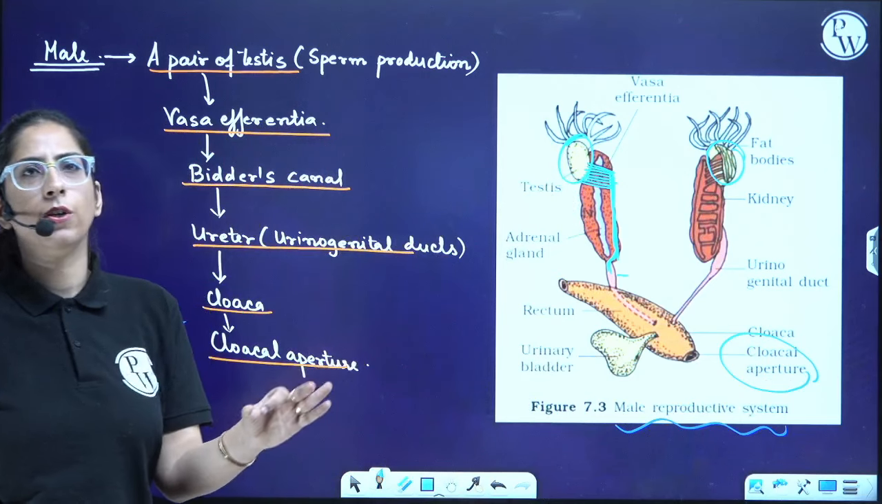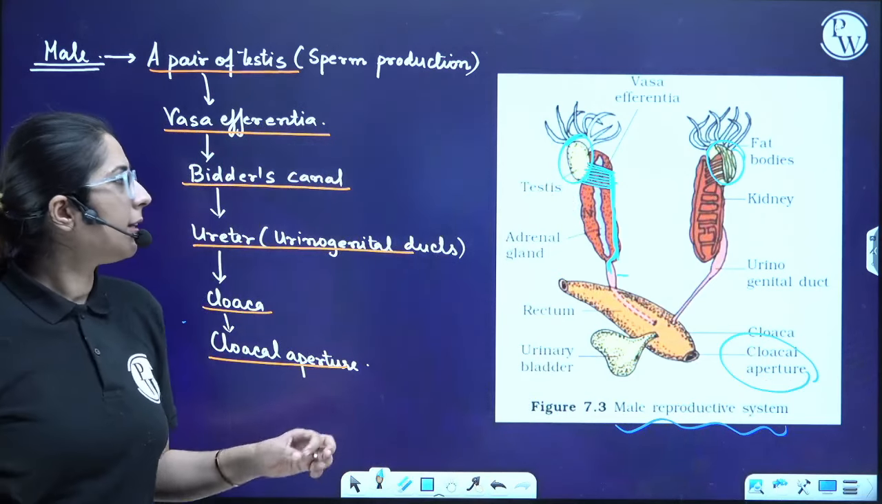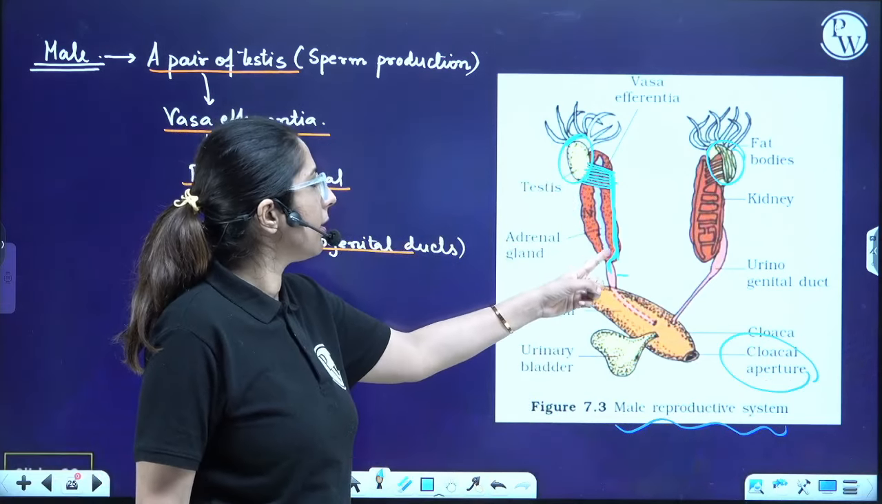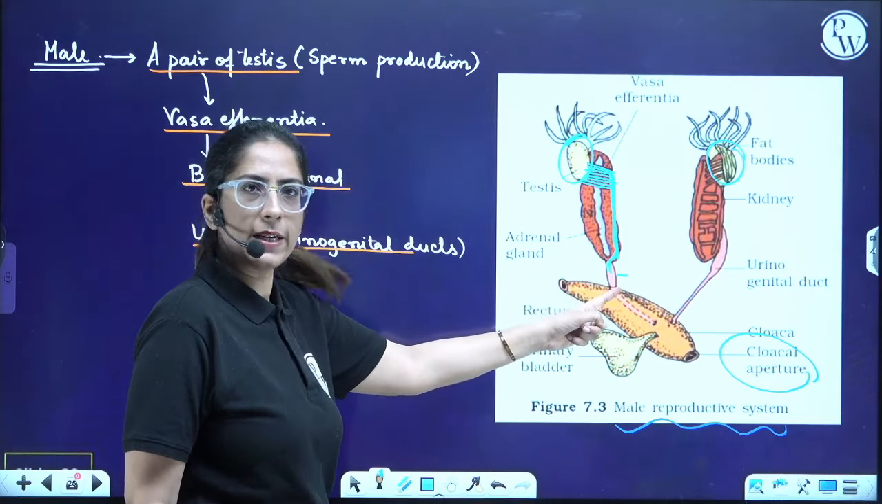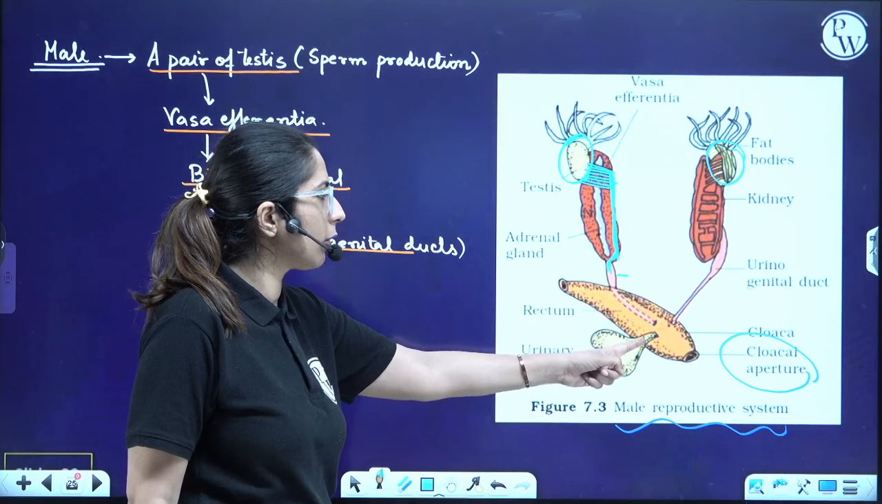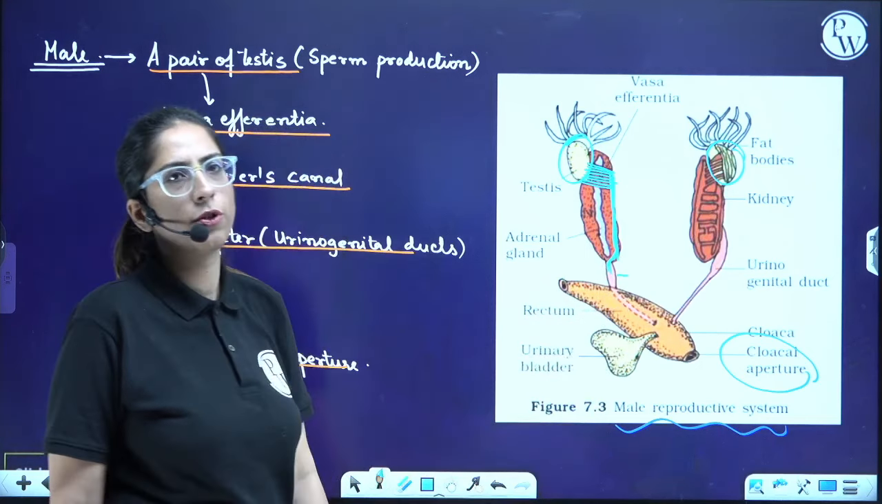That's it. You have the testes, the vasa efferentia, then the Bidder's canal. This is the Bidder's canal. Then the urinogenital duct, ultimately into the cloaca, and from the cloaca to the cloacal aperture.